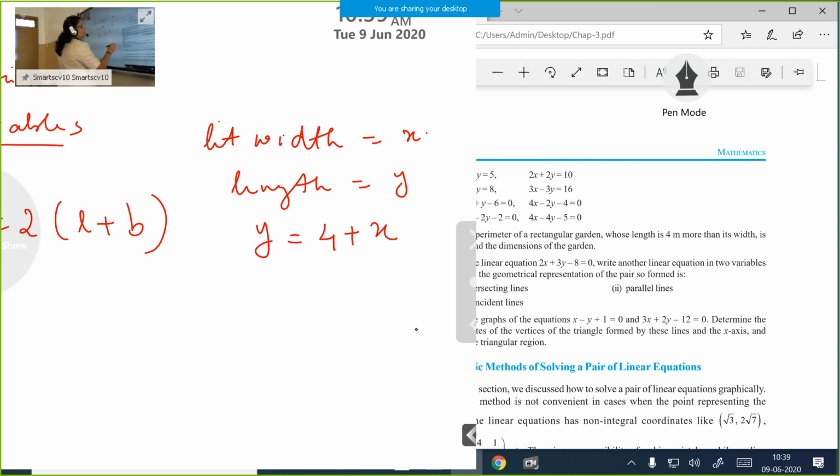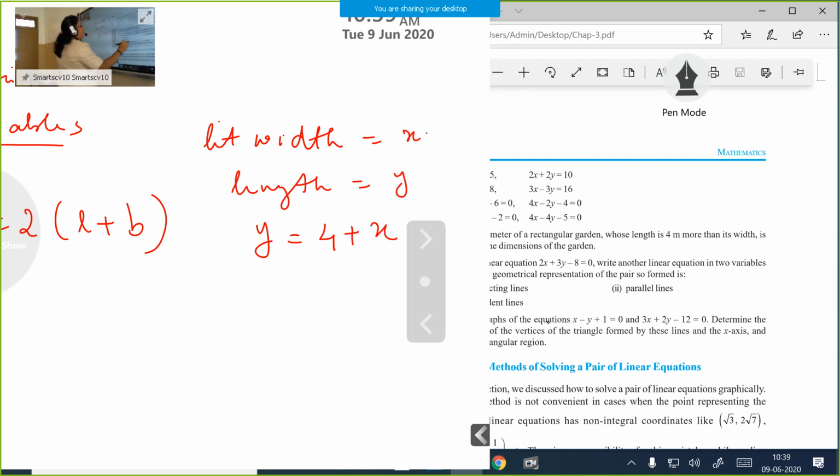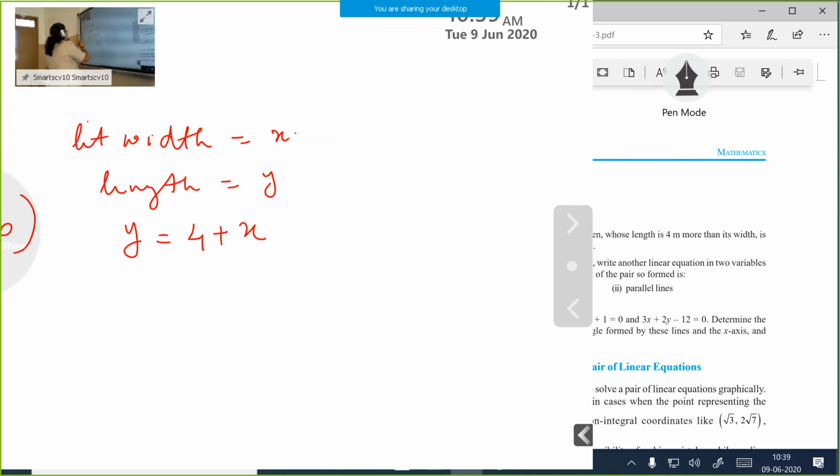Then what is the perimeter? Half the perimeter is equal to 36. The perimeter is 2 into (L plus B), so half the perimeter is L plus B. That is, L plus B is equal to 36.